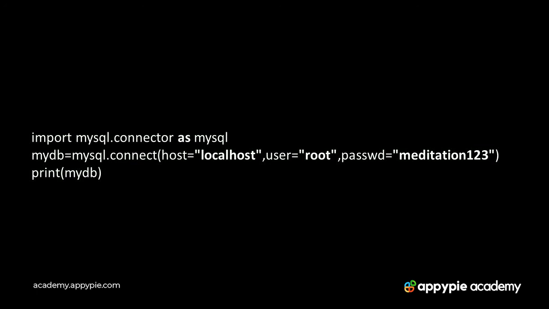Again, see it, MySQL.connect. Connect is a method that is going to connect your MySQL with your Python program. Host is equal to localhost because we are going to work locally. User is equal to root. Password is equal to whatever the password is, in this case meditation123. Then the output would be put into an object mydb. This mydb name could be anything. When I print mydb, if it is printed successfully, then that means your connection has been established successfully. Otherwise, there is some problem.